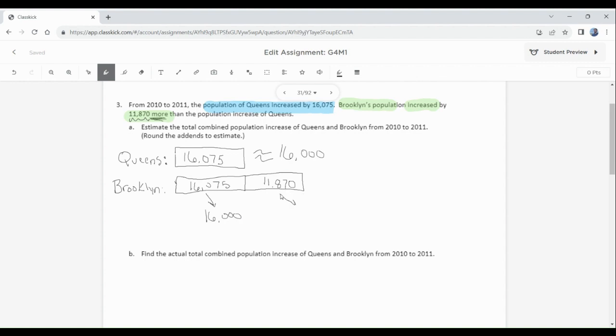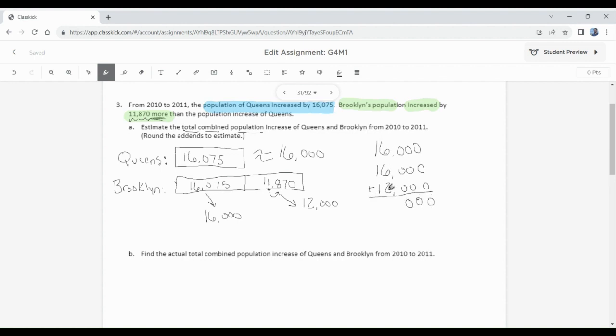And I would need to round 11,870. So if I'm rounding to the nearest 1,000, this one is in the thousands place. Peek over at the 8 in the hundreds. That would bump up this 1 to a 2 to make 12,000. So the total combined population increase means I need to take into account Queens and Brooklyn. So I need to add these three numbers together. So I'm going to do it all in one shot again. 16,000, 16,000, and 12,000. Add those together. Bunch of zeros.